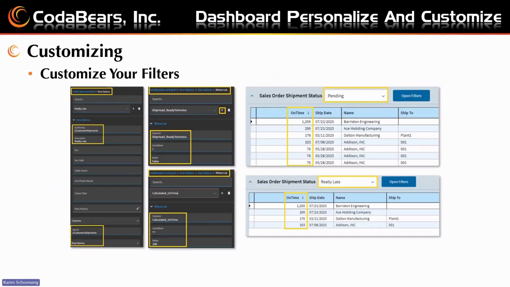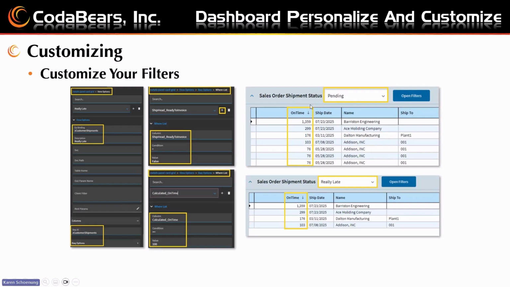You can also customize the filters shown as your view options. You can add a new view option as shown in the grid view options. Here I added one, and really late is the name of it. And as mentioned, you have to have the EP binding, your description, BAQ ID, and then you move to the BAQ options to get the where list. And then I put in the same first condition that the pending had to say show the ready to invoice equals false, but I also only want those where the calculated on time is greater than or equal to 100.